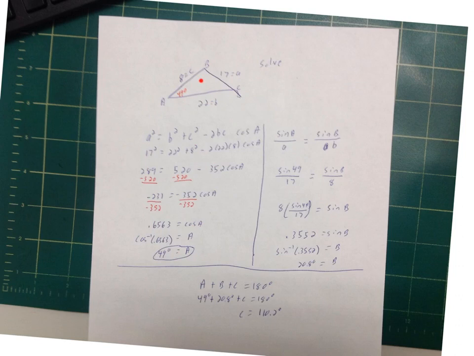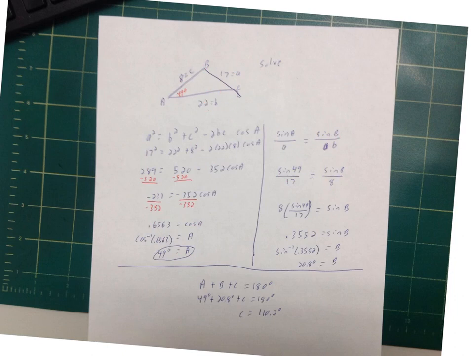Now next I just go in alphabetical order. I want to find B. You could use law of cosines again, but it'd be quicker to use law of sines. So I use law of sines. Since we know this angle A here and the side opposite, I put that here. Sine of 49 over 17. We're looking for B here, so it's sine of B over, it should have been a 22.